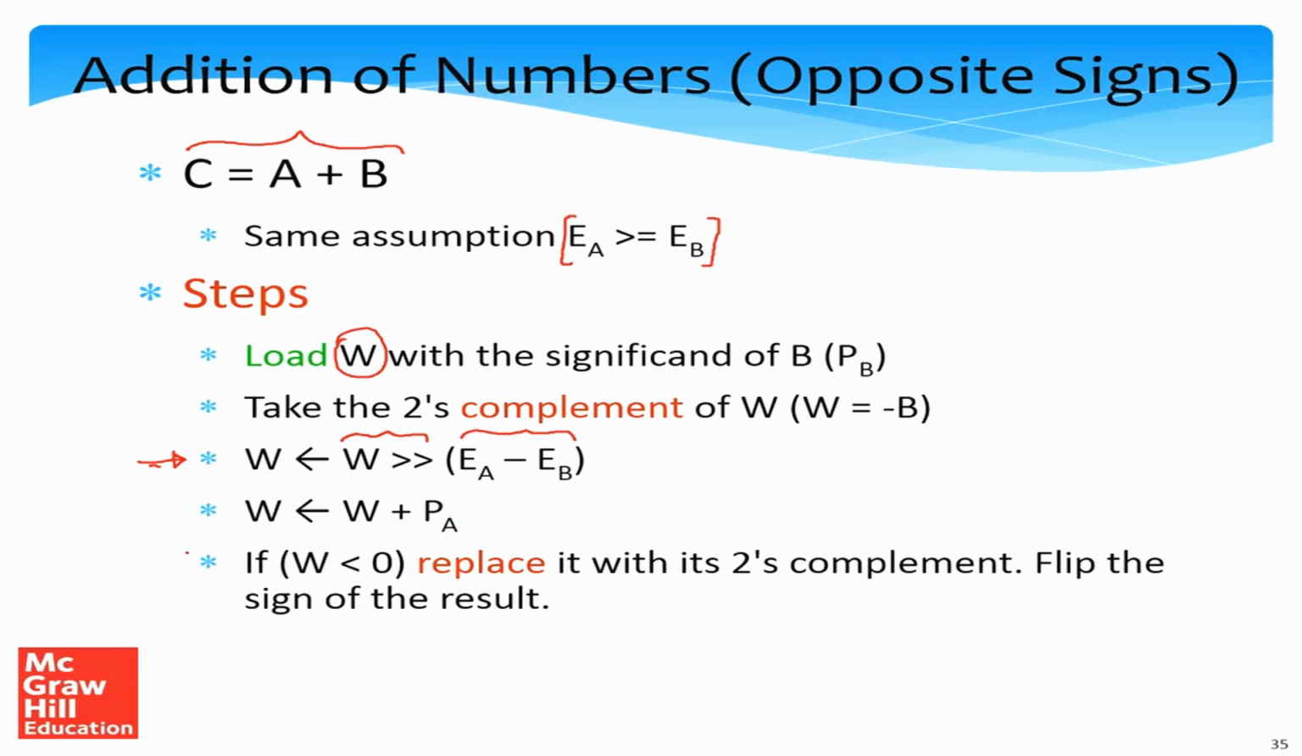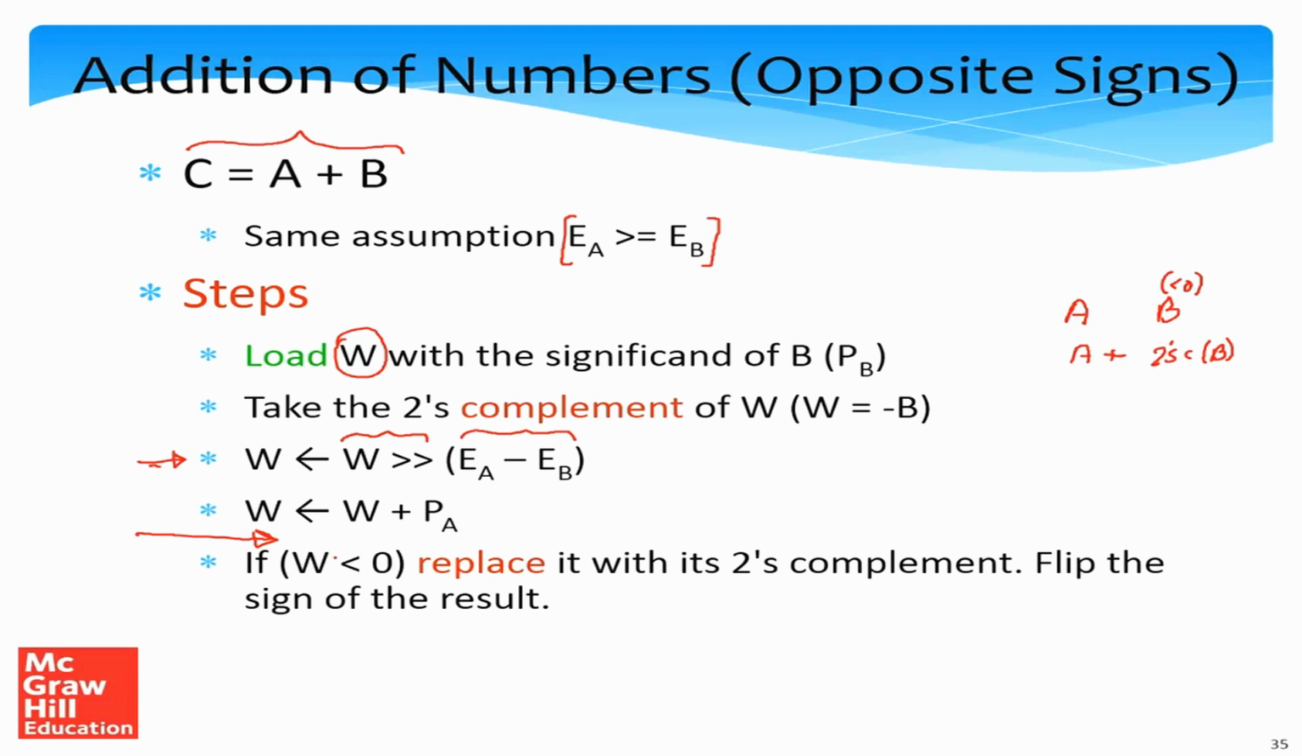Recall that till this point everything is standard. Even if we were to add two numbers with opposite signs in regular arithmetic, since the significand is positive, let one number be A and let the other number be B, and B is in this case less than 0. What we would do is add A with the 2's complement of B. That's exactly what we have done. We have taken the 2's complement of W, which contains the significand of B. We have aligned the decimal points, then we perform the addition.